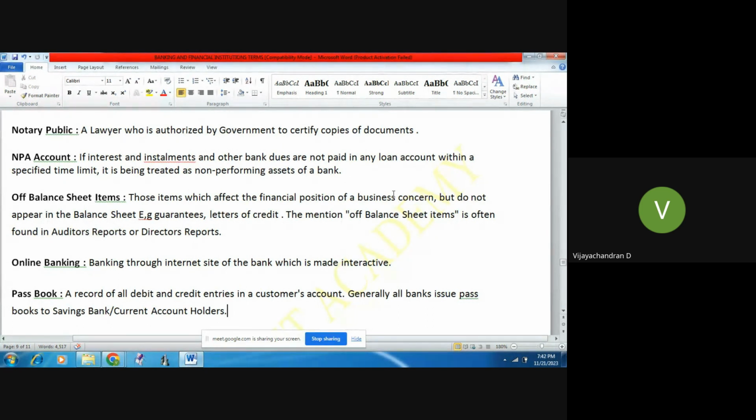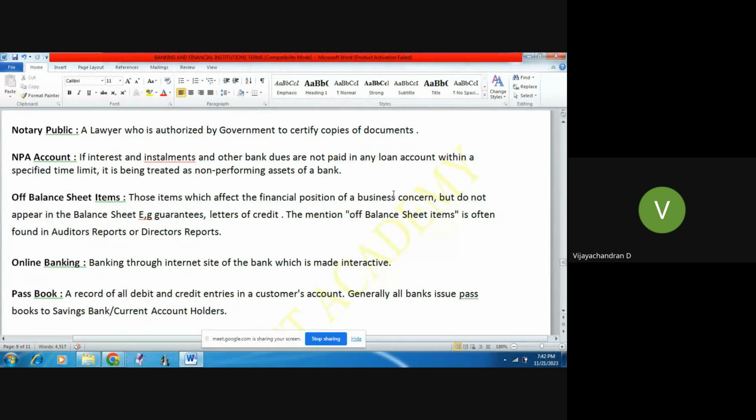Why are they giving the guarantee? They are the guarantor for the customer. So that is known as an off balance sheet item. Items not covered in the balance sheet now, but which may in future be a liability, like a contingent liability. That comes under off balance sheet items.